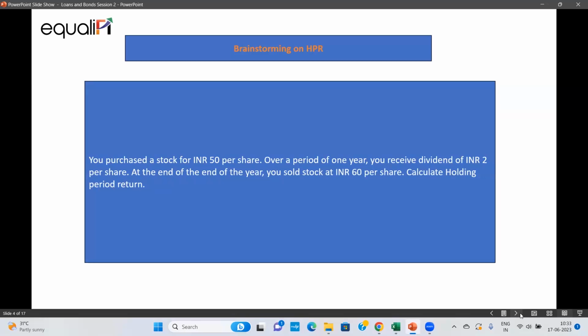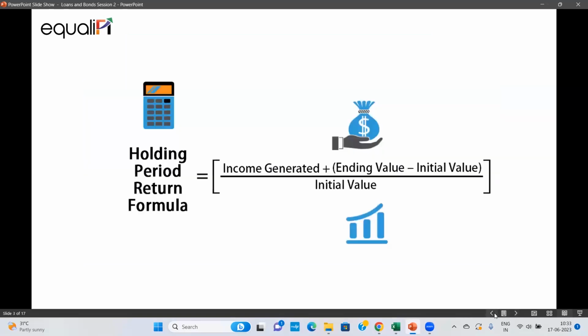Now let us have a quick look. You purchased a stock for INR 50 per share. Over a period of 1 year, you receive dividend of INR 2 per share. At the end of the year, you sold your stock at 60 per share. Calculate the holding period return. So you can get back to the formula once again, can take a snip, and then let us solve the problem quickly. Note down the formula or take a snip using a snipping tool, and then we are going to the problem.